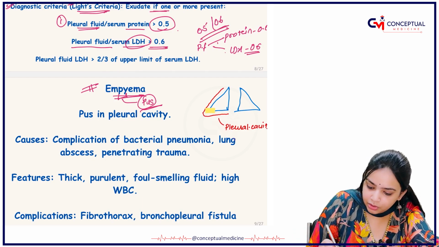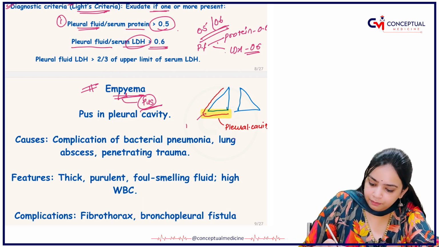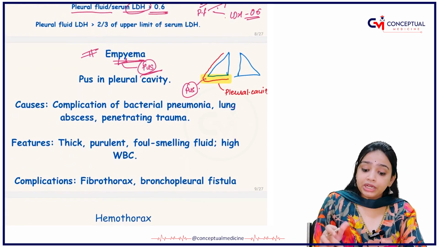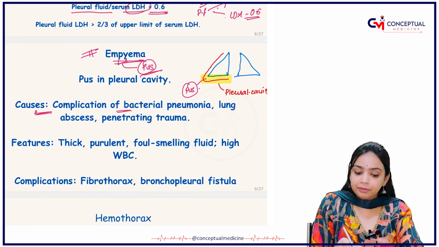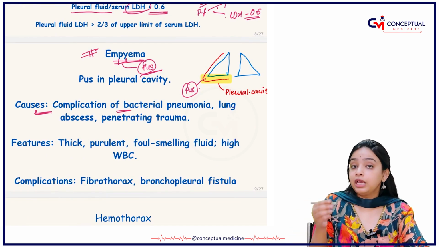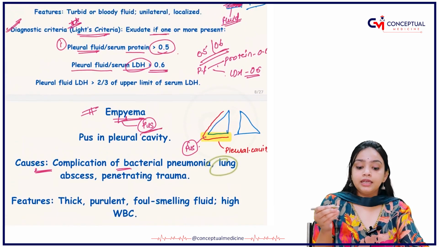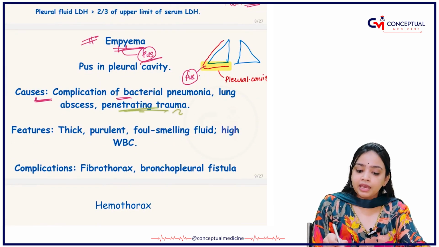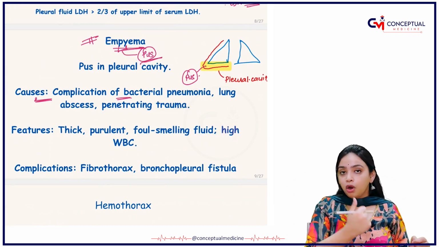And here you are having pus. That is your empyema. What are the causes? The causes can be either a complication of bacterial pneumonia, as we have already discussed, or a lung abscess, and abscess means there is accumulation of pus. There can also be any penetrating trauma, right?